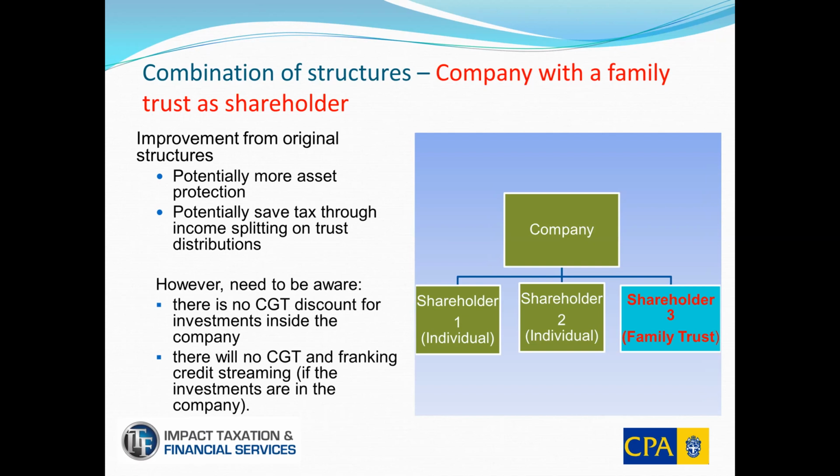Any time a company is involved, remember we mentioned earlier with the investment asset, if it's inside a company, you don't have the capital gains tax discount, that 50% normally an individual or a sole trader will have. Inside the company, you don't have it. So just make sure you understand that if you want to purchase any investment in a company structure. And also, if the investment is inside a company, there's no streaming for capital gain or franking credit, as we mentioned before, that you can use a family trust to utilize. Okay, so that's the second example of a potential combination of different structures.